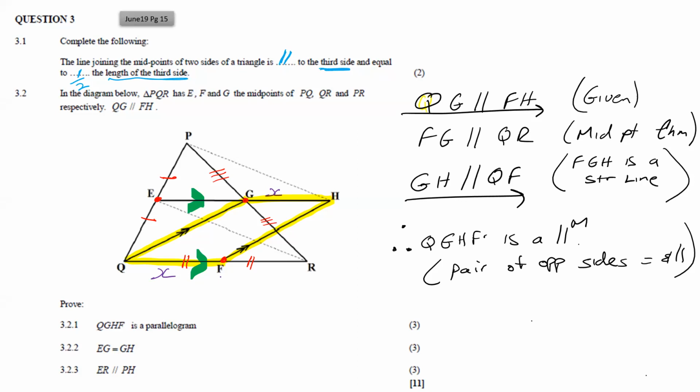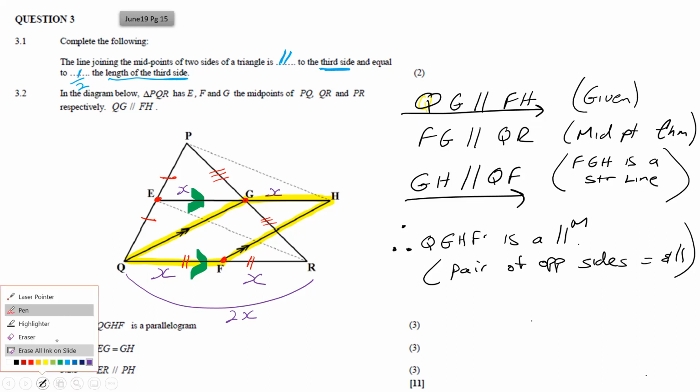And then FR will also be X because F is the midpoint. Now, if QR is 2X, in other words this total here is giving us 2X, it means that EG is half of that, giving you X. And therefore, we can conclude that EG is actually equal to GH. So to write that down could be quite a mission.